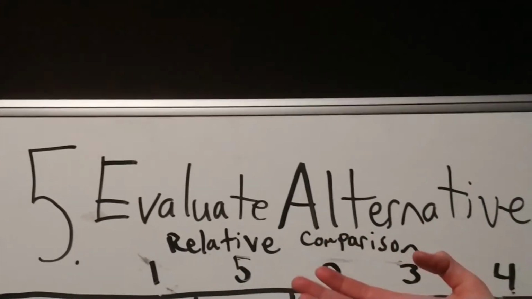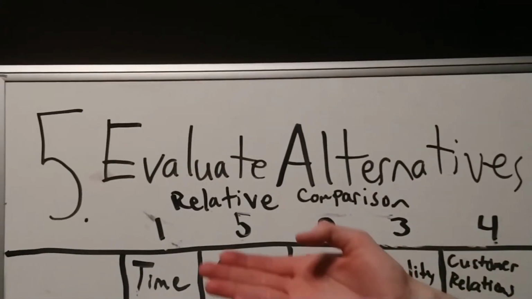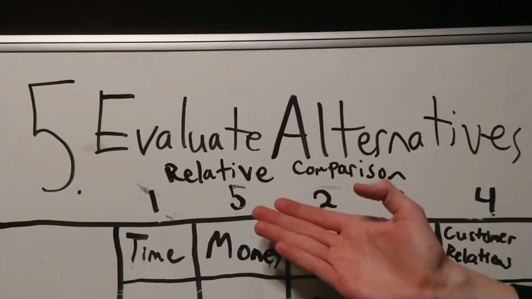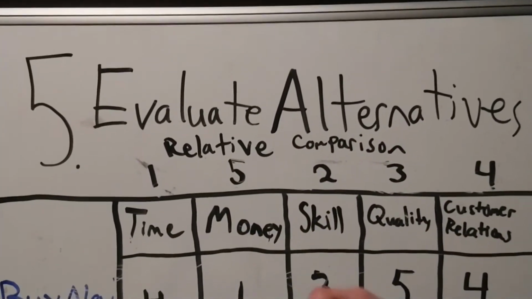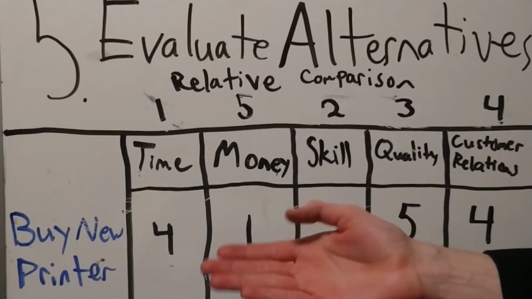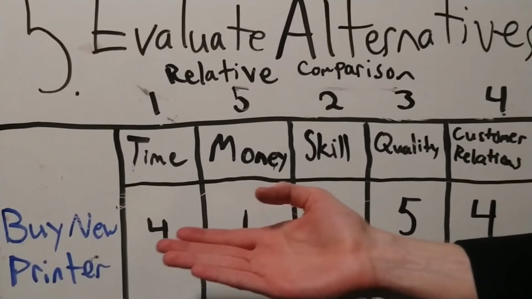For instance, in my case, I've used a relative comparison scale, in which I've gone from 1 to 5, 1 being the least important, 5 being the most important. Then, I've assigned for each criterion one number, again from 1 to 5, 1 being the worst, 5 being the best, for each of my options.